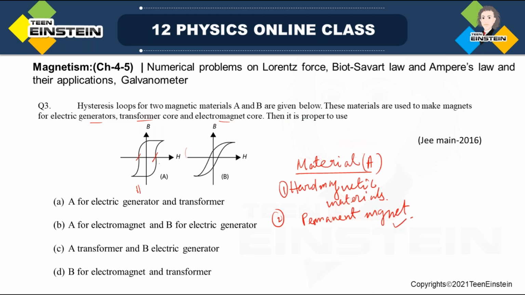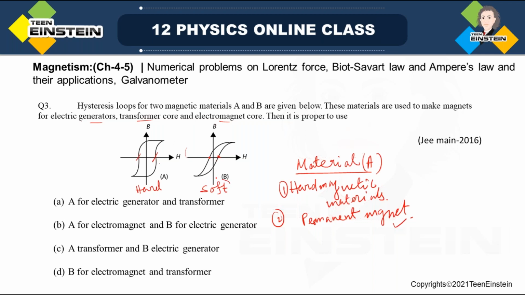And B is a very gentle loop. You can see that the area under the loop is not very large, and the coercivity is very low. That means this material can be easily magnetized and demagnetized. That's why it is called soft magnetic material. To make an electromagnet, you need soft magnetic material.